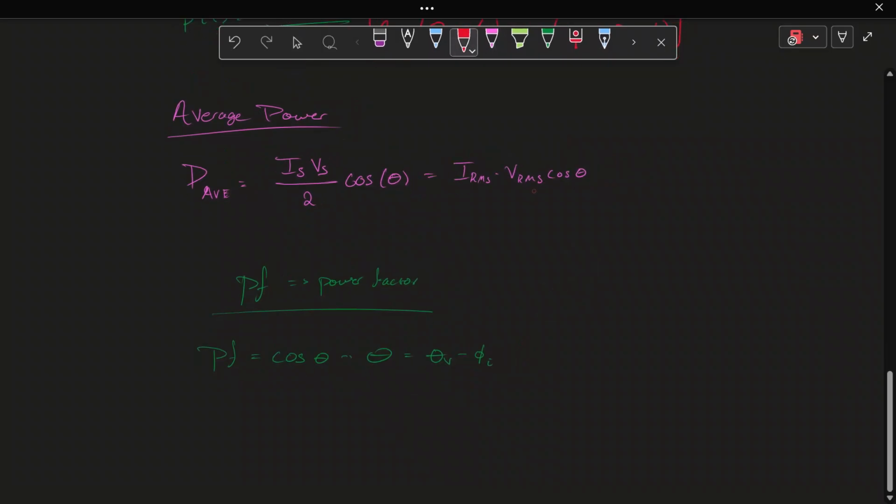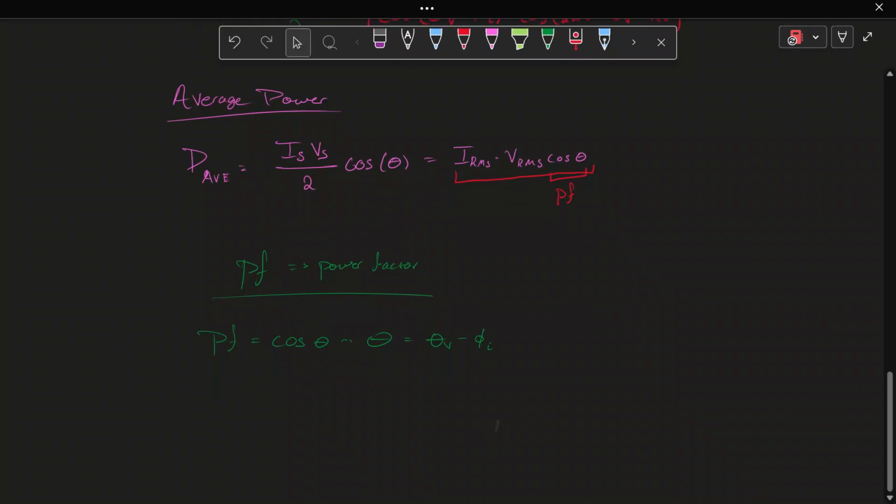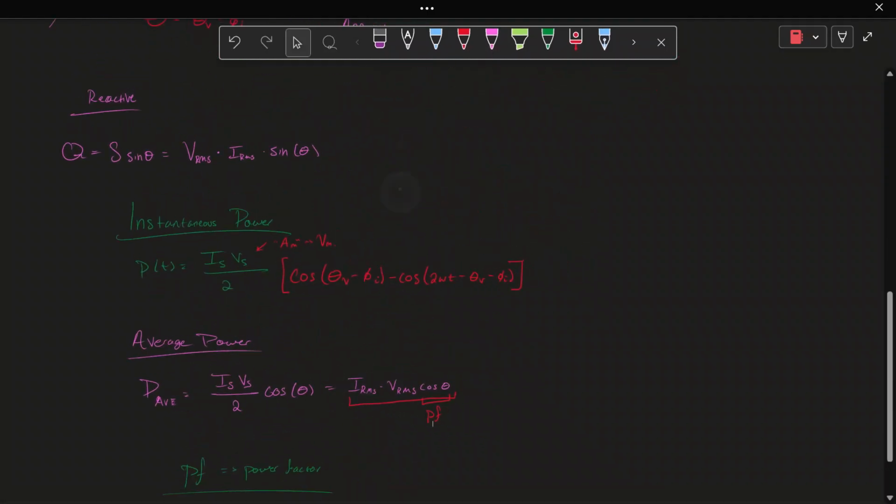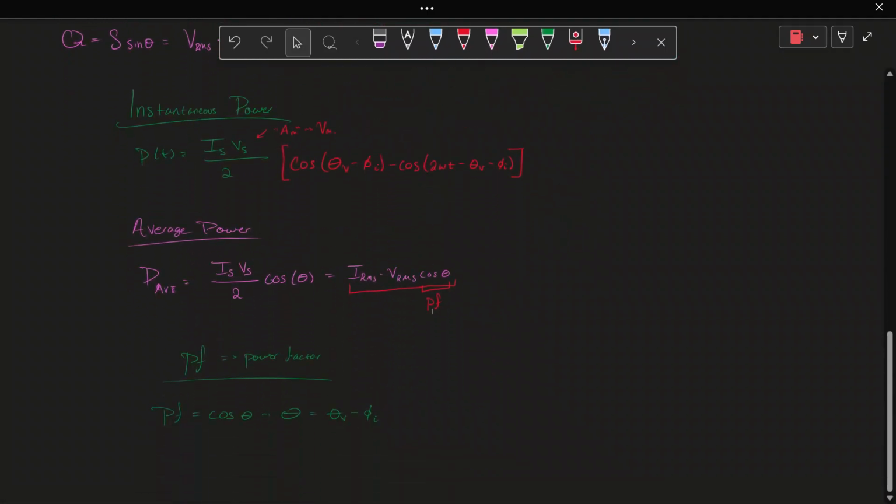Well, it should, because you notice how this IRMS times VRMS times cosine theta, where theta is the angle between them, is the same thing. So what can we replace cosine theta with? Well, we can replace it with power factor. This becomes very important because a lot of the time in these power equations, you can really just input power factor for cosine theta. If they give you power factor and your problem is asking for average power, you don't have to solve for anything. You maybe have to solve for IRMS and VRMS, but don't get confused, because you might be seeing cosine theta and wondering what it is. We have that, it's power factor.